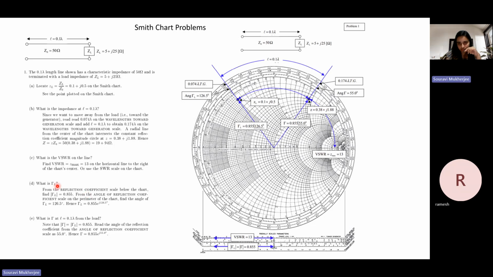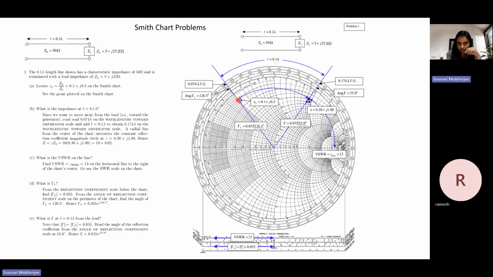It's like, what is the reflection coefficient? This is very straightforward if you understand what this actually means. Any point on the Smith chart corresponds to a reflection coefficient value, right? From this point, this radius is nothing but the reflection coefficient. The magnitude of this length corresponds to the magnitude of the reflection coefficient.